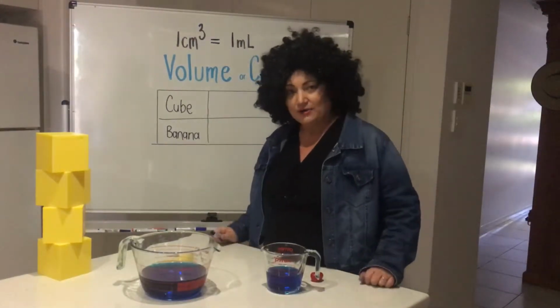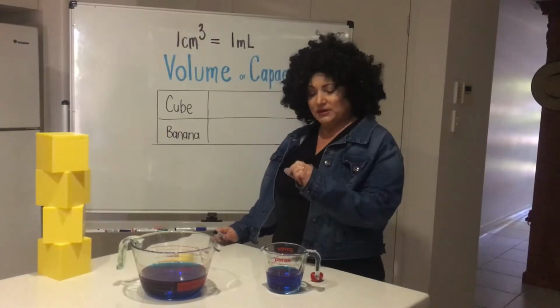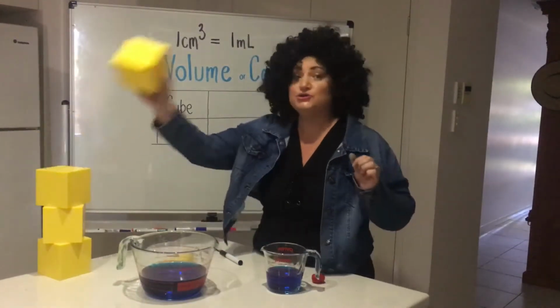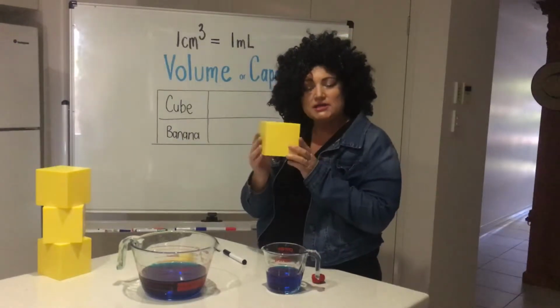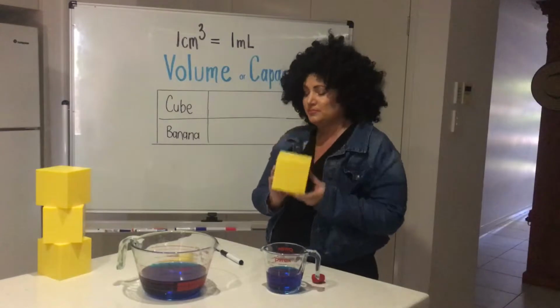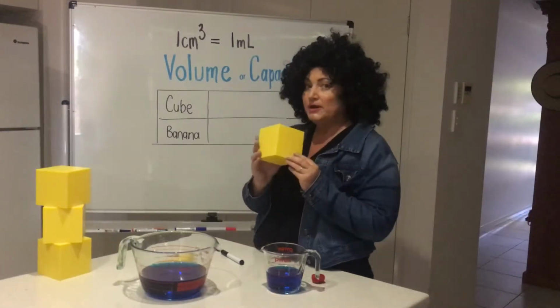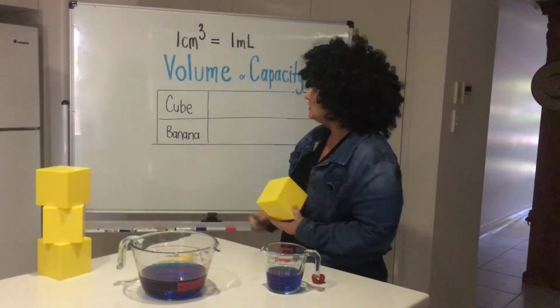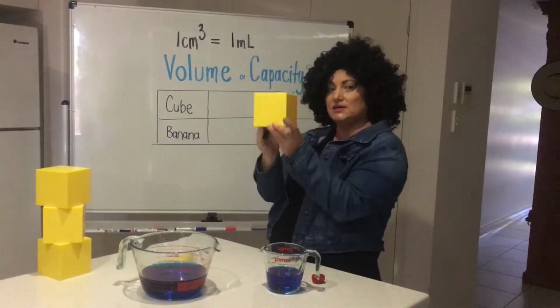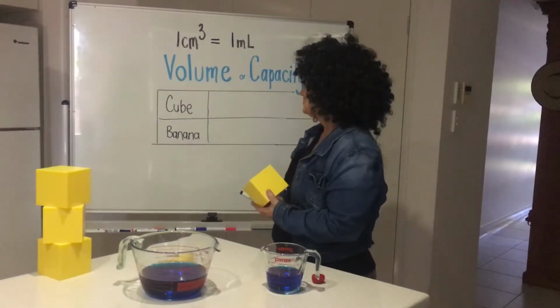Now, we don't have a 1 centimetre cubed block because it's so tiny, but we do have a 10 centimetre by 10 centimetre by 10 centimetre cube. Now, we can prove that 1 centimetre cubed equals 1 mil with this 10 centimetre cube.